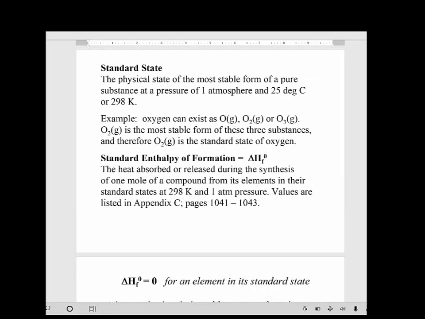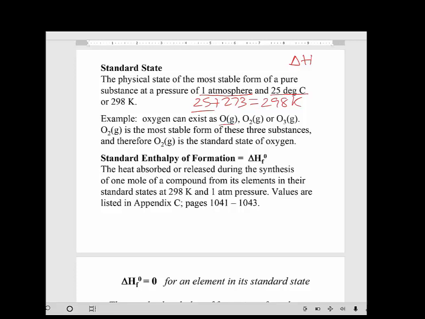Standard state is the physical state of the most stable form of a pure substance at a pressure of 1 atmosphere and 25 degrees Celsius or 298 Kelvin. So 25 plus 273 converts 25 Celsius to 298 Kelvin. So this is going to be important because when we tabulate values of enthalpies for the formation of various compounds to make the results comparable to each other, we're going to tabulate those delta H's for the same pressure, 1 atmosphere pressure, and for 25 Celsius or 298 Kelvin.